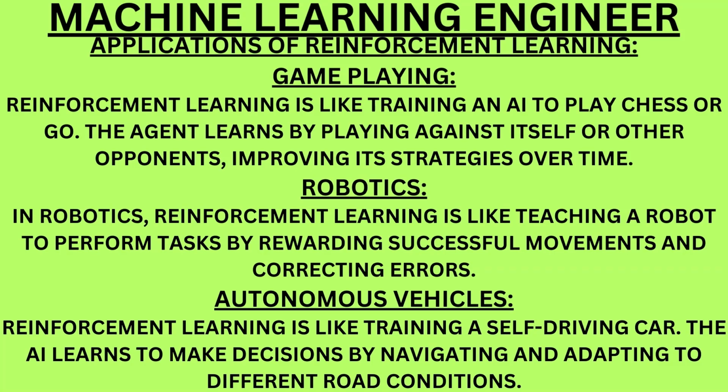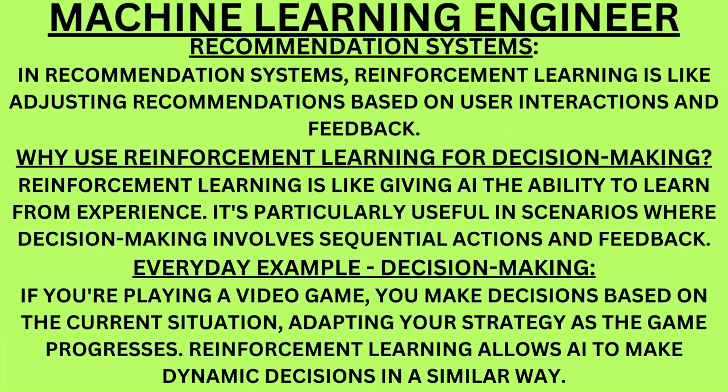Autonomous vehicle. Reinforcement learning is like training a self-driving car. The artificial intelligence learns to make decisions by navigating and adapting to different road conditions. Recommendation systems. In recommendation systems, reinforcement learning is like adjusting recommendations based on user interactions and feedback.